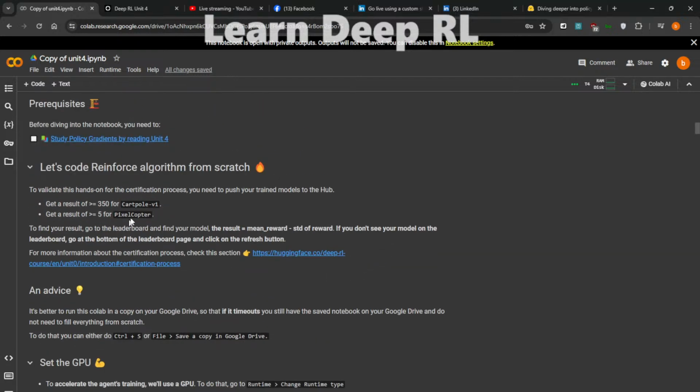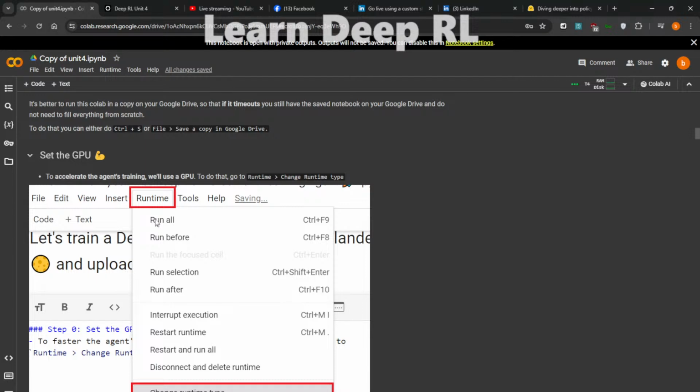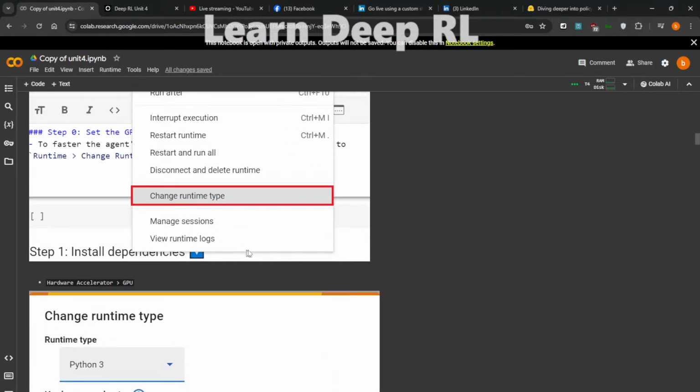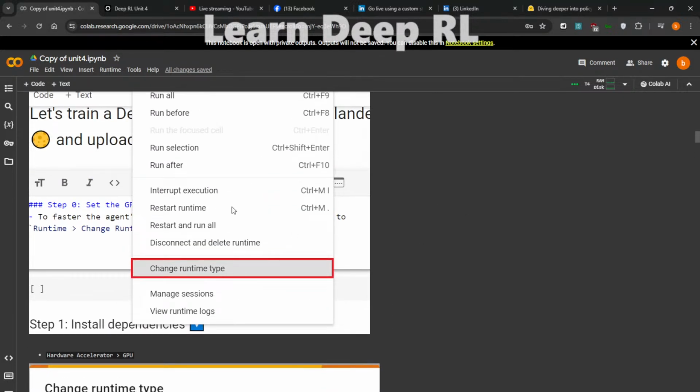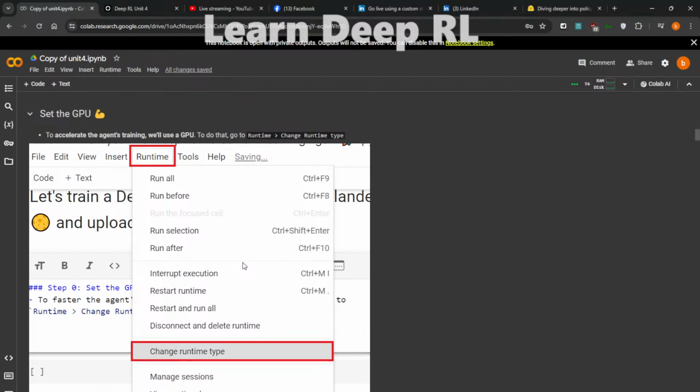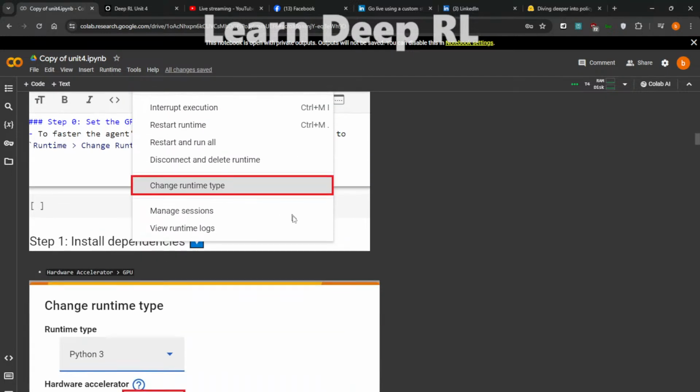So the goal is to get a result of greater than 350 for Cartpole and a goal of greater than or equal to 5 for the Pixelcopter. And for both, I've already gone past these minimum thresholds pretty seamlessly. So obviously this time for Deep Q, or not Deep Q, but we're going to be using neural nets. So we're going to use our GPU.